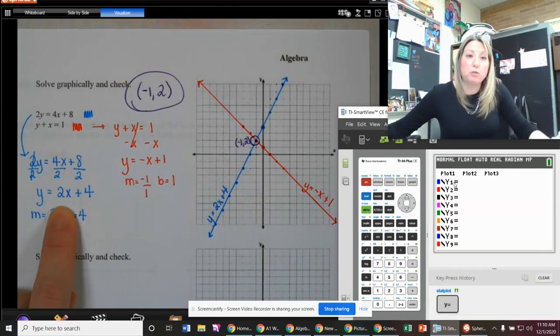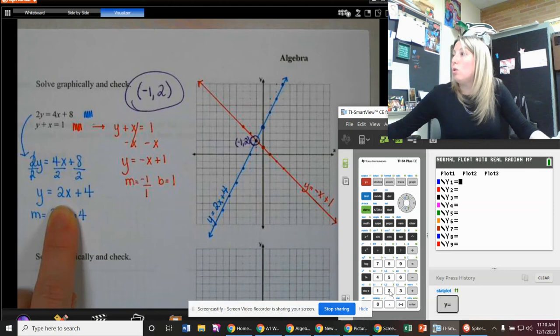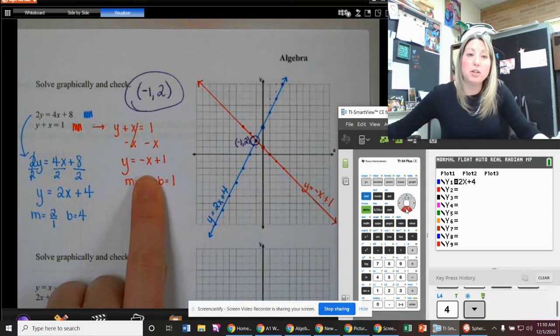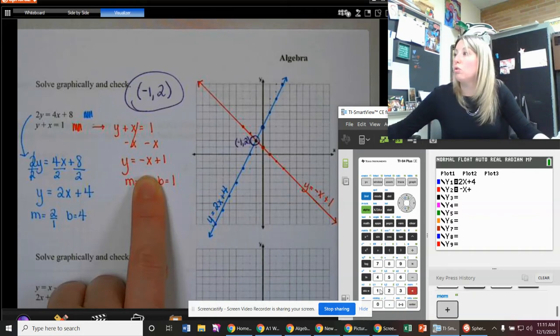So the y equals mx plus b form of the blue line is y equals 2x plus 4. So 2x plus 4 goes in y1. Then I just arrow down to y2, and I'm going to type this one in. This is negative x plus 1, but negative is this little guy under 3 if it starts your function. So negative x plus 1.